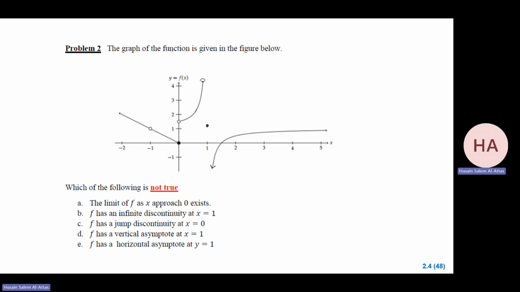Okay, from the graph, which one of the following is not true? F has a horizontal asymptote at y equal 1. True. It has a horizontal asymptote as it goes to infinity. Yes, correct. Has a vertical asymptote at x equal 1. Yes, we have a vertical asymptote. Jump discontinuity at x equals 0, we have a jump. Yeah, so this is true. Infinite at x equal 1, still correct. The limit of f as x approaches 0 exists. No, this is wrong. This is not correct. Yeah, so this is the solution.